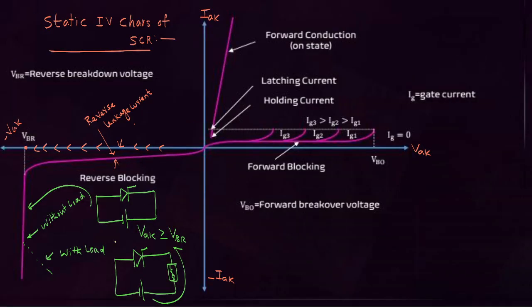These are the static VI characteristics of SCR. This is for reverse blocking mode, this is for forward blocking mode, and this is for forward conduction. In forward conduction mode, latching current and holding current observation is important, which I will explain. In reverse blocking mode, the highest voltage is the reverse breakdown voltage. In forward blocking mode, the highest voltage is the forward breakdown voltage.